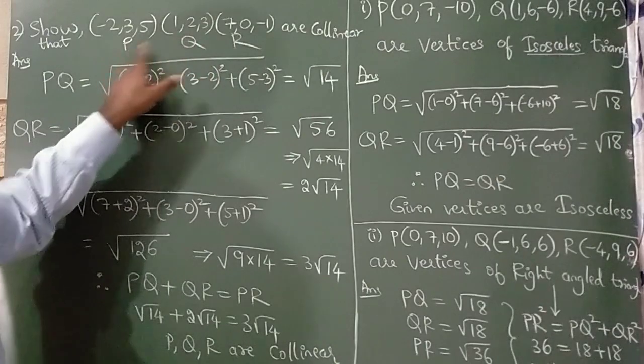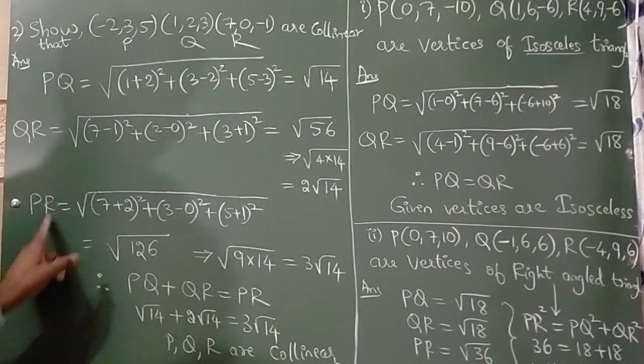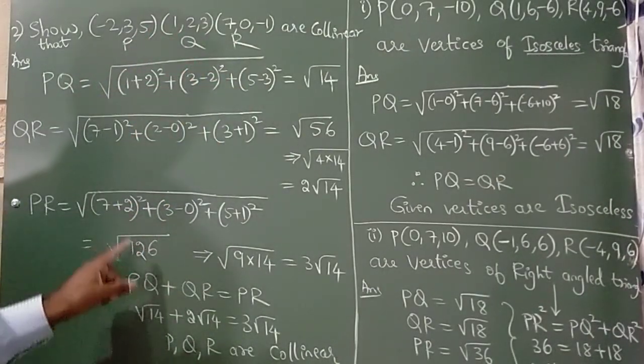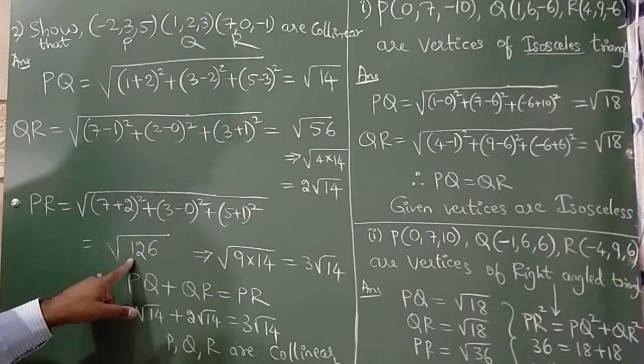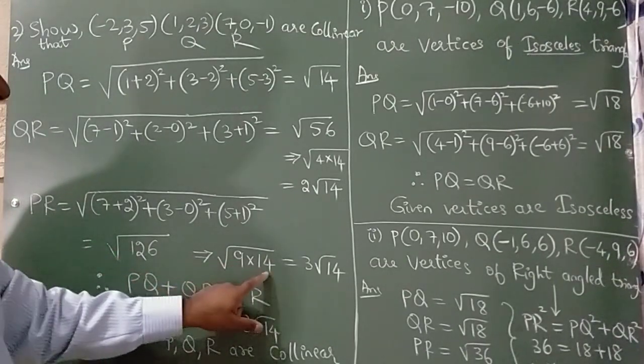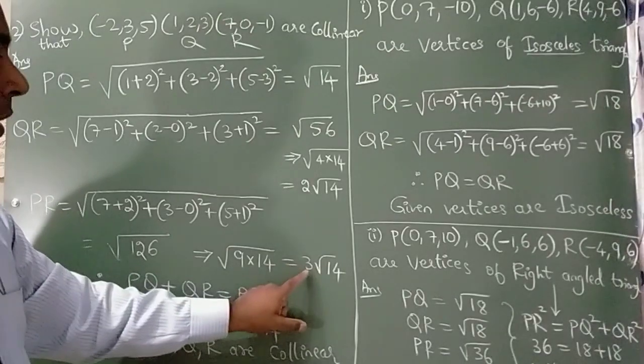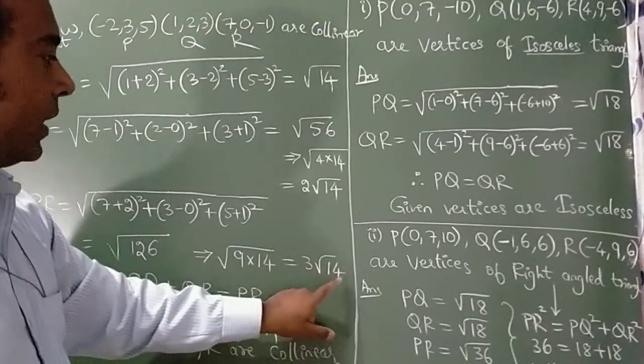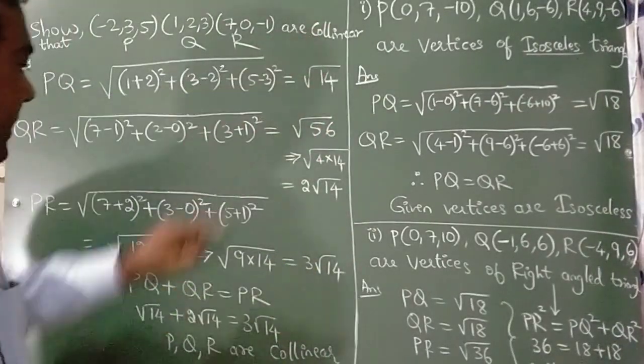Next I am going to take PR. So I have taken PR. If I apply the distance formula for this, I will get root of 126. This can be written as 9 into 14. Square root of 9 is 3. So 3 root 14. For collinear, there is a formula.